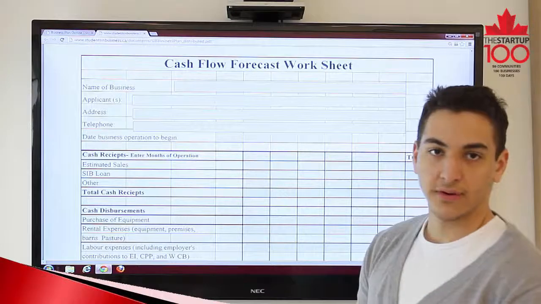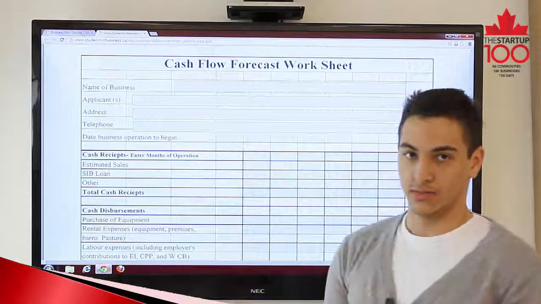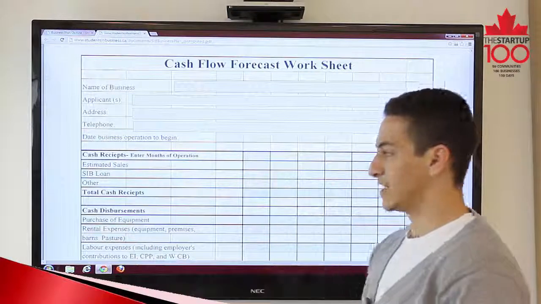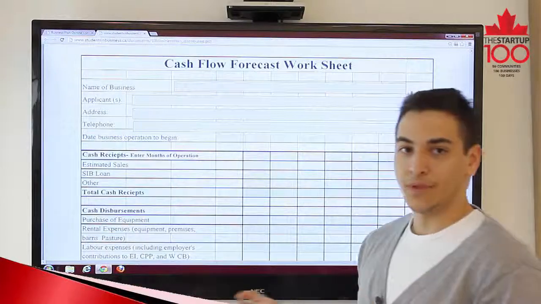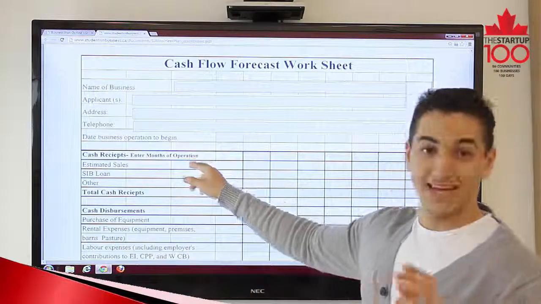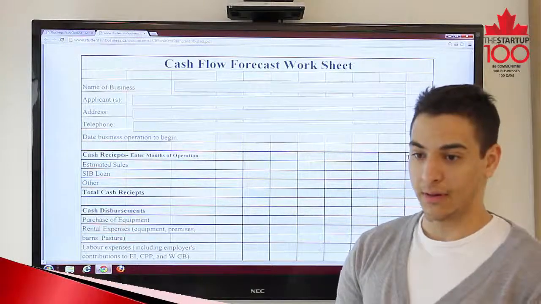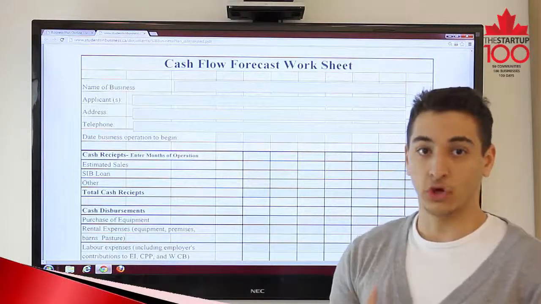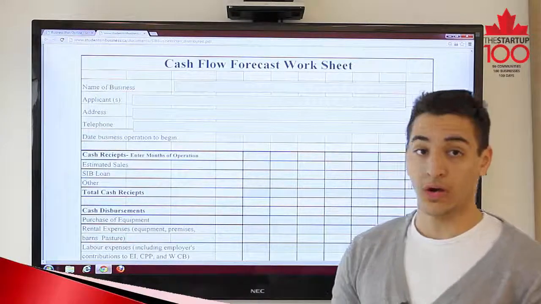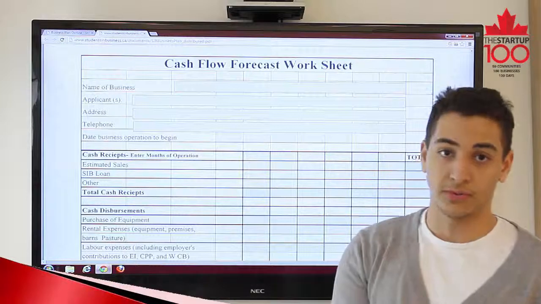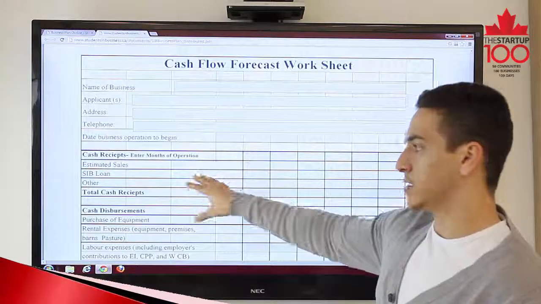We're going to start off with the general information of your business, where it's located, and the telephone number, things like that. Now comes the cash receipts. Now these are basically money coming into your business. So any type of money, it can be capital, which is the money that you put in. For example, you have savings, you put it into your business, that's capital. If you own a car, you sell it to put the money into your business, that's also equity. It goes in there.